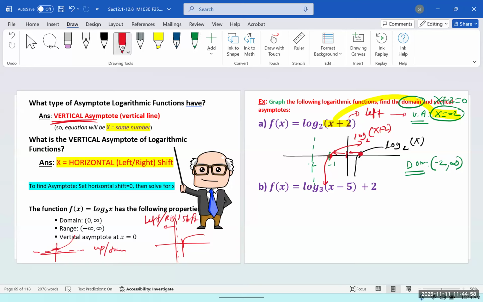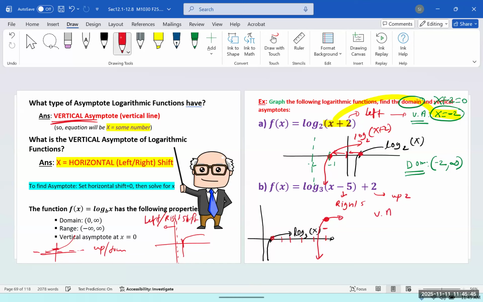The next one. Right 5 and up 2. So right 5. So let me draw here. The original one goes through the x value 1. So this is log base 3 of x. You are taking this x-intercept, going 1, 2, 3, 4, 5, and then 1 up, 2 up here. So always indicate your steps. And then you are drawing your graph.